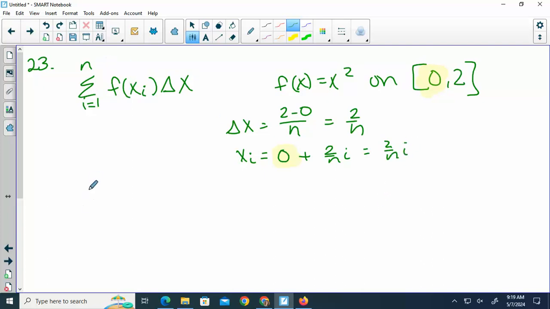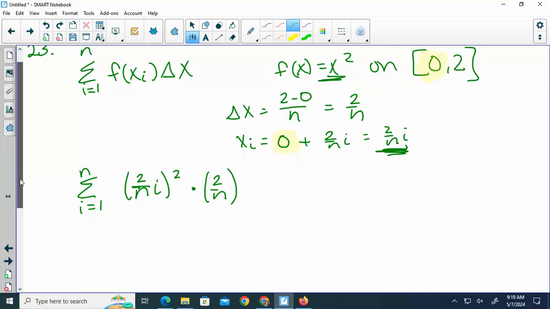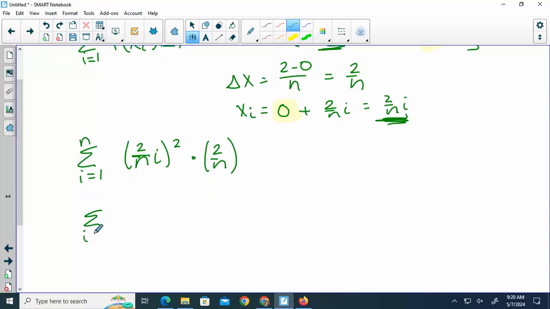So now we do our summation. Sum from i equals 1 to n. f of x sub i just says you are plugging your x sub i into your function. So that's 2 over n times i, squared, times the change in x, which is 2 over n. Okay, 2 squared is 4, times 2 is 8, over n squared times n is n cubed, times i squared.